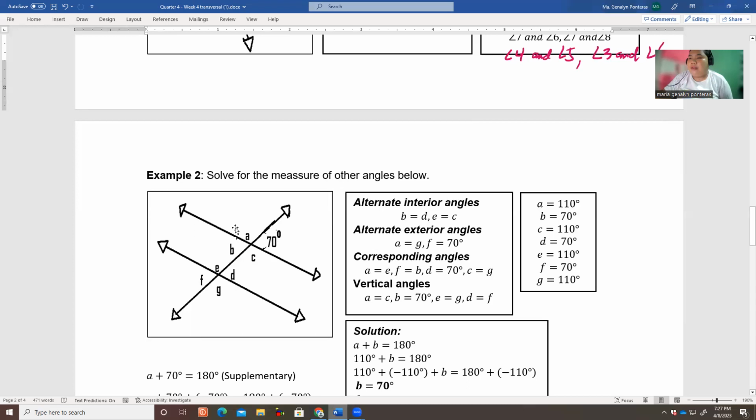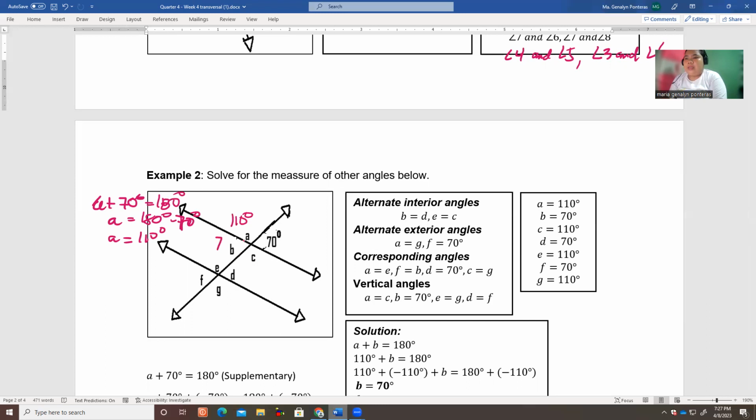Now for angle A, it is 110. Angle A plus 70 is 180 degrees. So A is 180 minus 70. So A is 110. So this is 110.